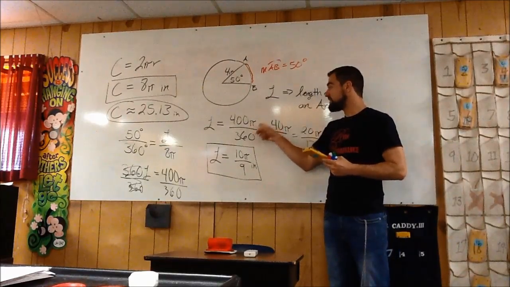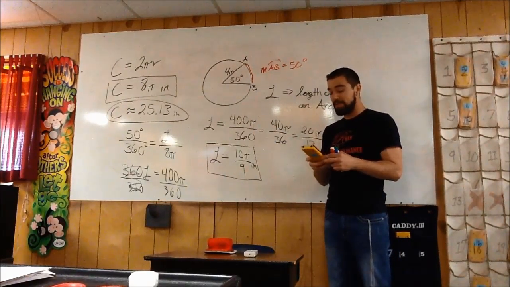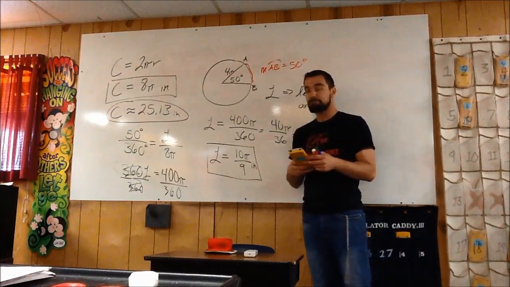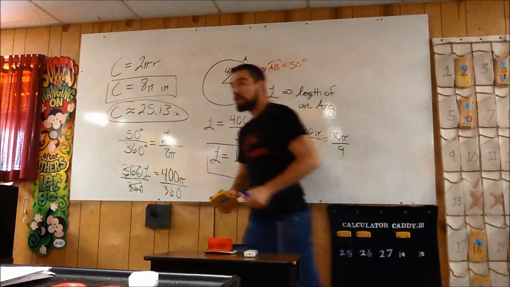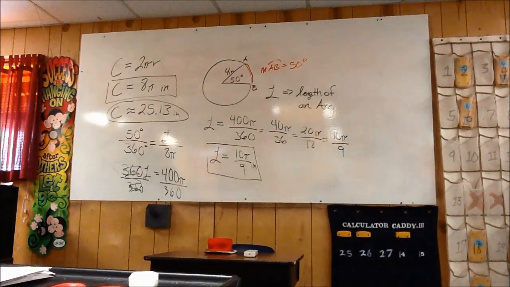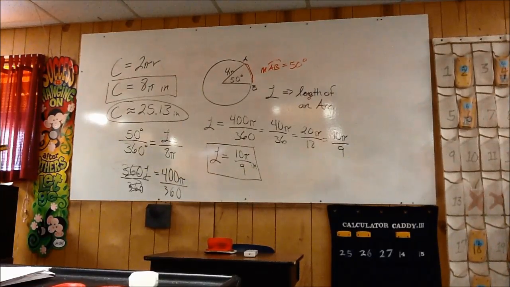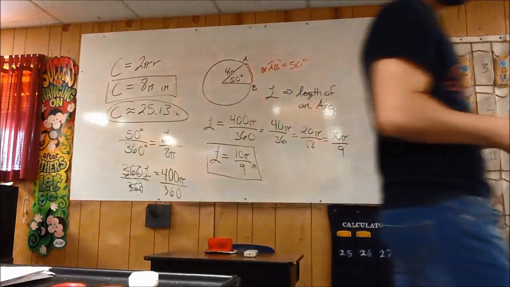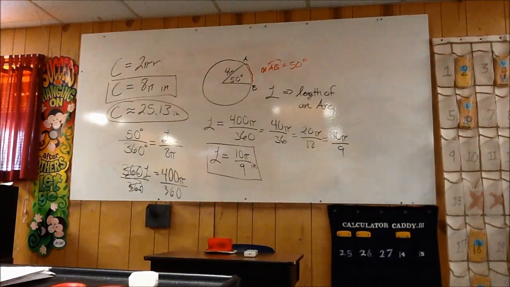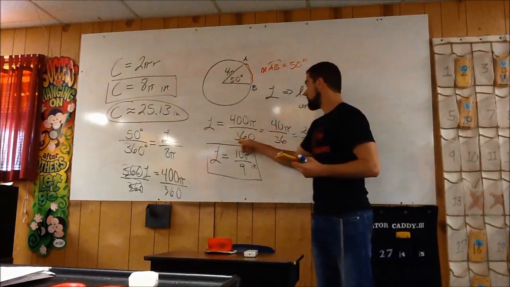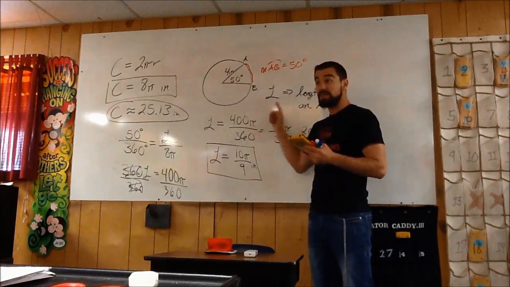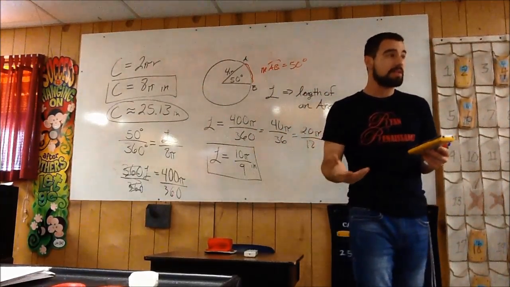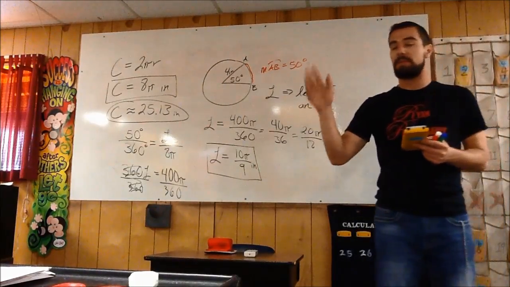I want everyone to type this fraction into their calculator. I really want you to type in 400 pi divided by 360. Just so that we're all on the same page, what are we getting? 3.49065. Awesome. So if we type in this equation, truly 400 pi, using the symbol, divided by 360, then we get the rounded answer. We get 3.4906, and so on.